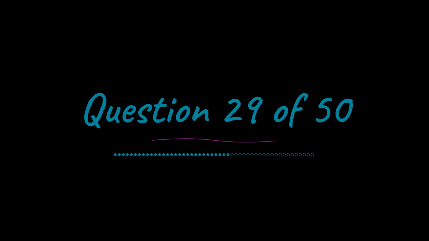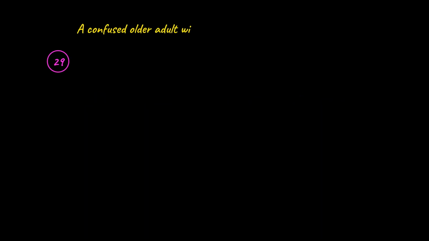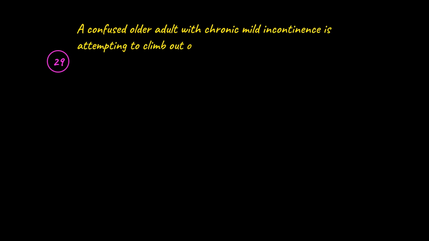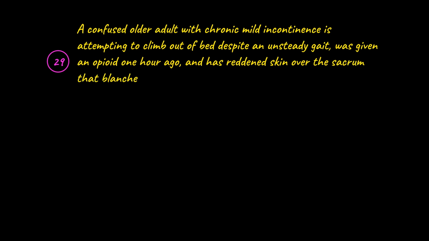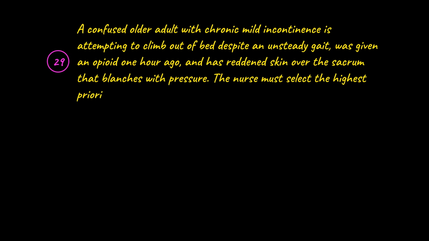Question 29. A confused older adult with chronic mild incontinence is attempting to climb out of bed despite an unsteady gait, was given an opioid 1 hour ago, and has reddened skin over the sacrum that blanches with pressure. The nurse must select the highest priority nursing diagnosis.